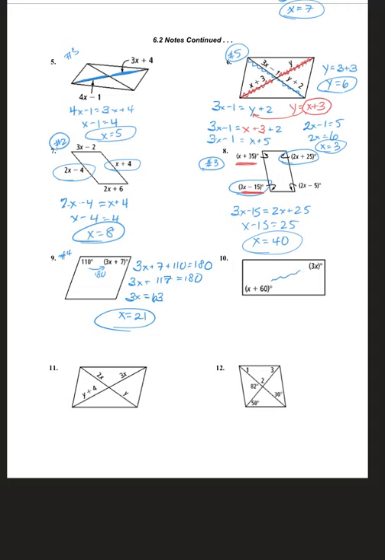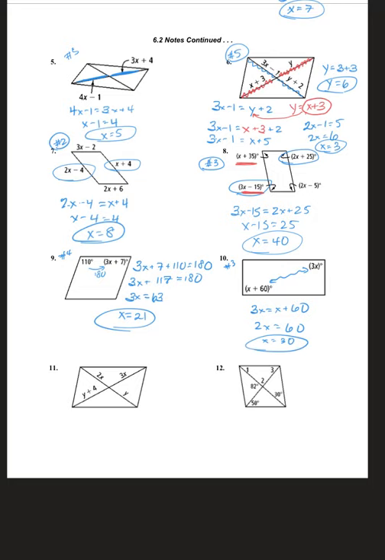Number 10, these are angles again. These angles are opposite each other, so that is going to be property number 3 again. So we're going to have 3x equals x plus 60. Subtract an x from both sides, and then divide by 2, we get x equals 30.